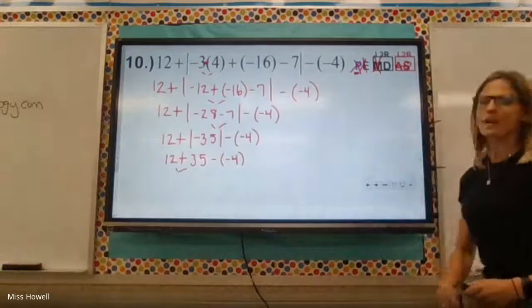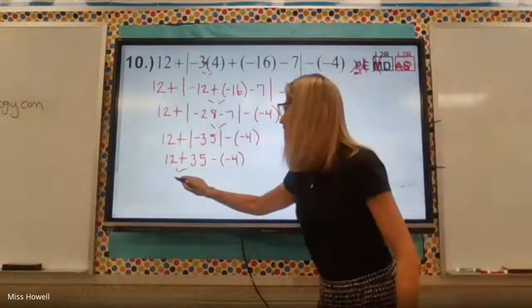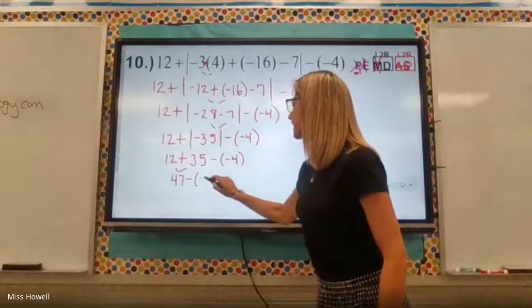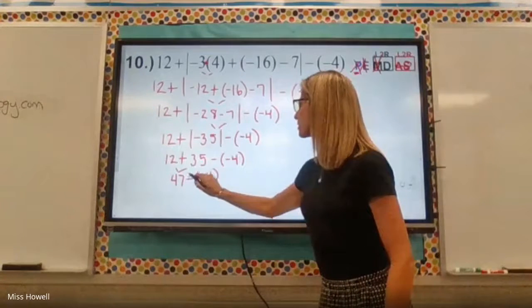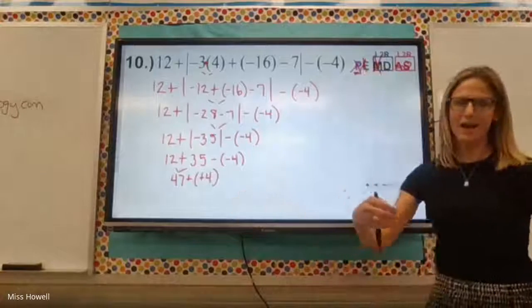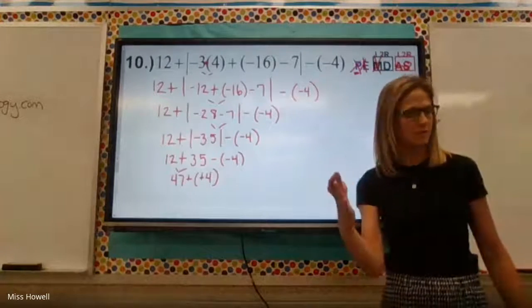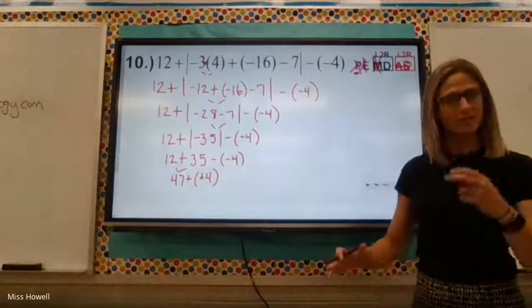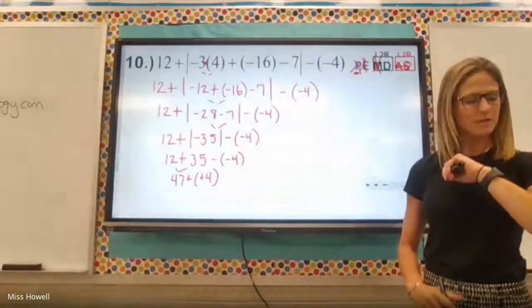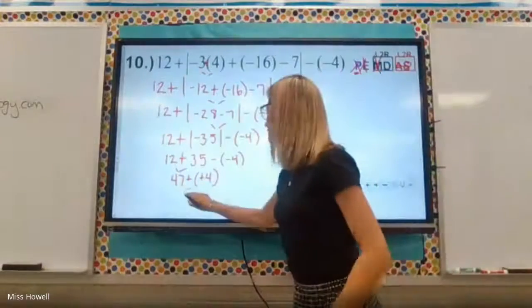So 12 plus 35 would just give us a 47 minus a negative 4. If you don't like this, you could do keep, change, or add the opposite. 47 minus negative 4 or 47 plus positive 4 are the same thing. You don't have to. You can leave it as minus negative. It'll get you to the same exact result of positive 51.